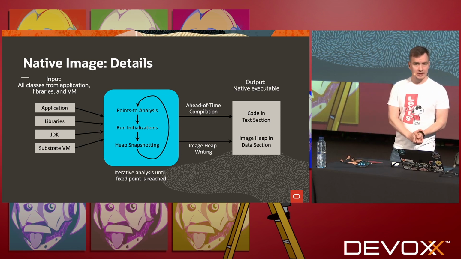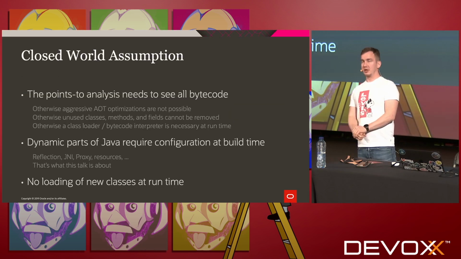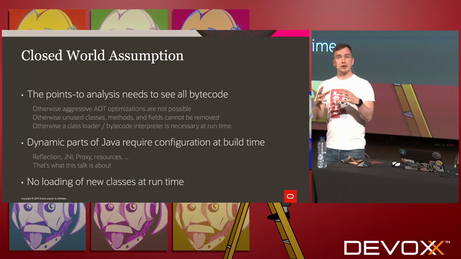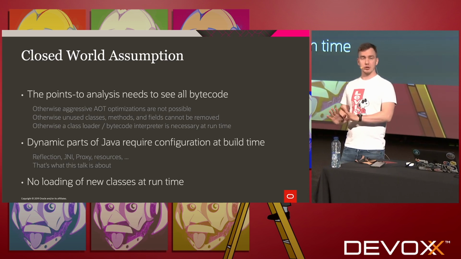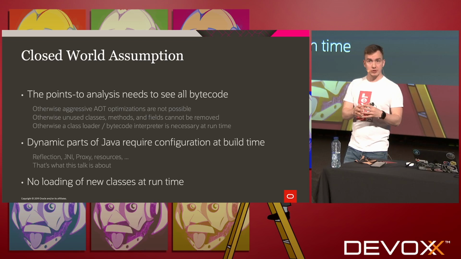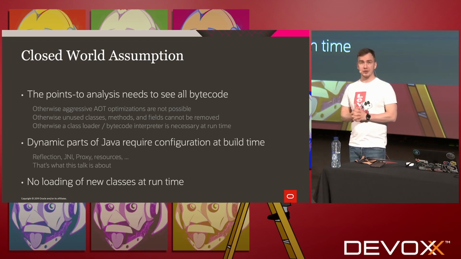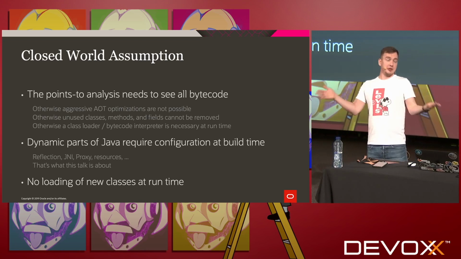How can this work? This works with one very necessary assumption. The assumption is that all the bytecodes, like all the code that is gonna ever run in your application, is available at the image generation time. This is very important for two reasons. First, it enables us to make more aggressive optimizations while we compile ahead of time, because if we know that there will be no changes, we can assume that there will be no changes.